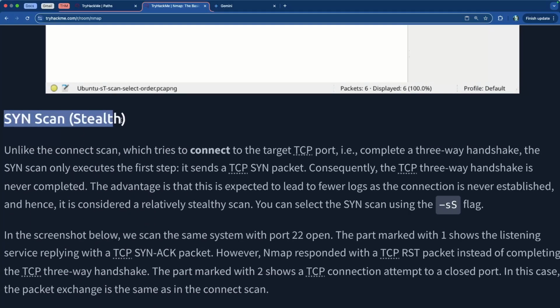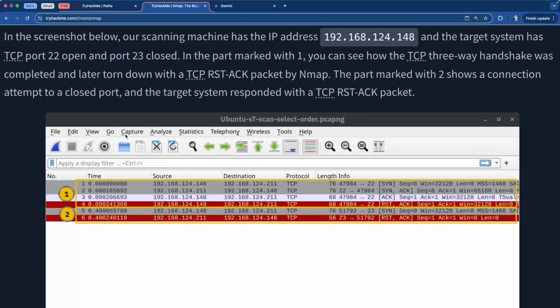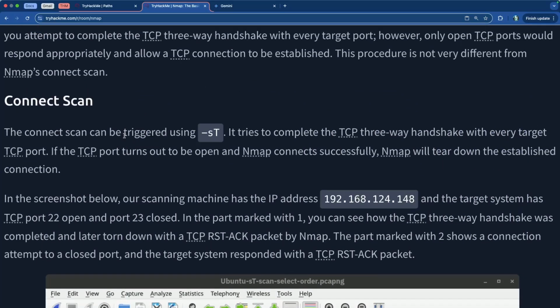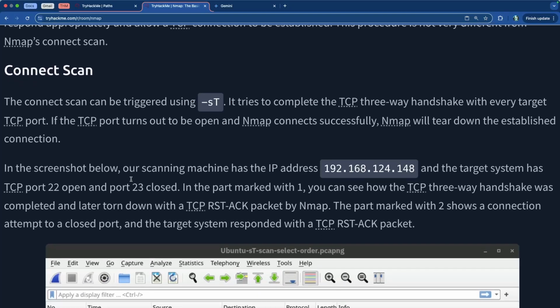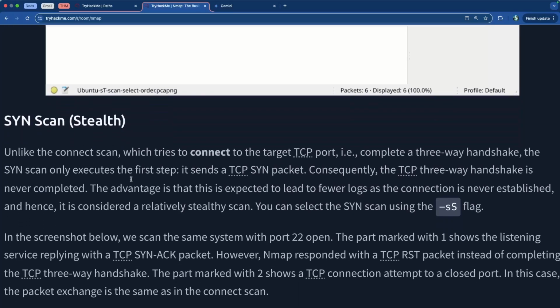Then you have the SYN scan, which is a stealthy scan. So as far as the noisiness of the scans are concerned, the connect scan is the noisiest because you're actually trying to complete a three-way handshake via a port, and that always shows up on even the most basic intrusion detection systems or SIEMs and so on and so forth.